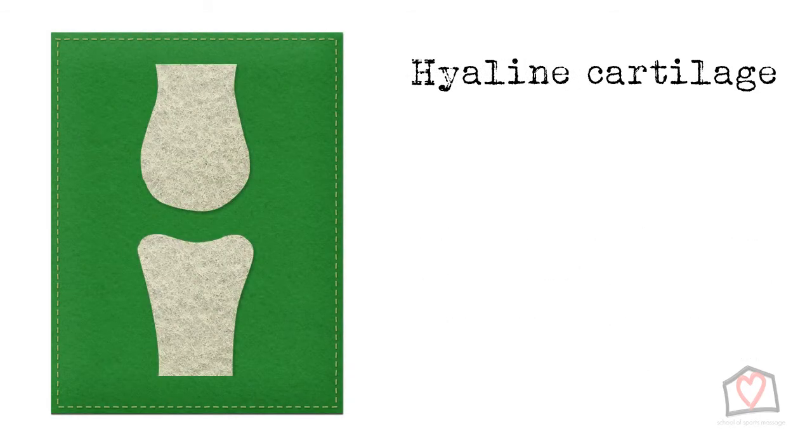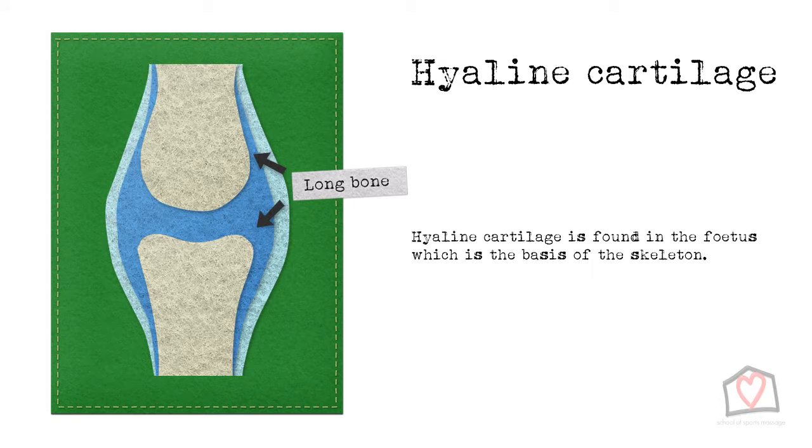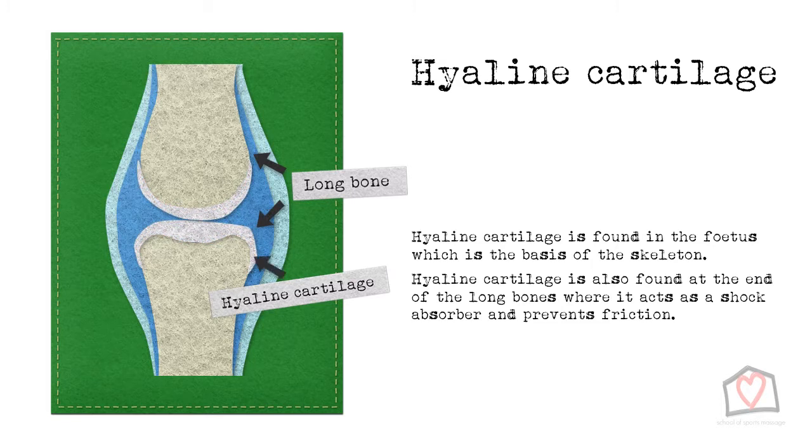The first is hyaline cartilage. This is the type found in the fetus, which is the basis of the skeleton. It is also found at the end of the long bones of the skeleton, where it acts as a shock absorber and prevents friction. In order to fulfill this role, it has a very high density of collagen fibres.